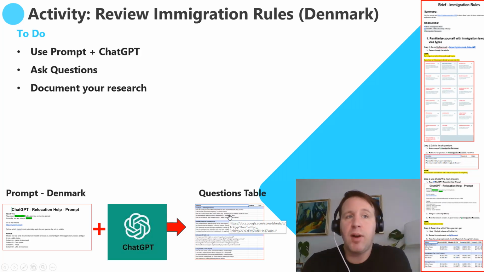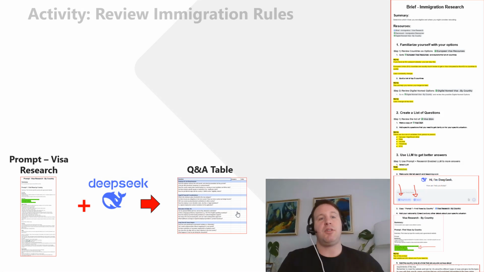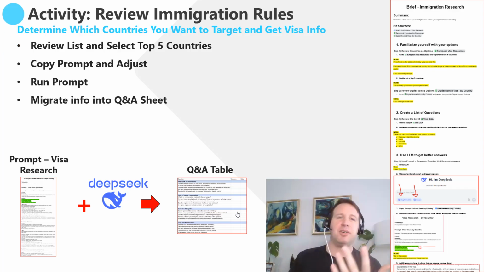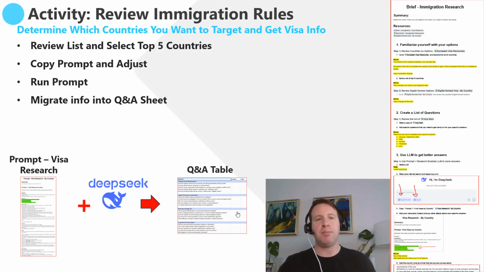If you're trying to figure out which country you want to move to, and there are many different options and many different lifestyles that you could live, then you need to start figuring out which countries you would like to put in your top five, copy the prompt, start adjusting, run the prompt, and start to see the different visas that are available to you.